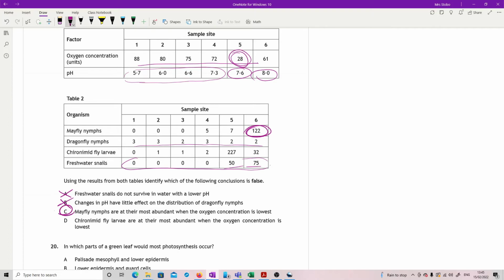And just to check, this name, which I'll probably mispronounce, I'll just say fly larvae, are at their most abundant when the oxygen concentration is lowest. So as we've already said, the oxygen concentration is lowest at site 5, and that is true for them. So we were looking for false.